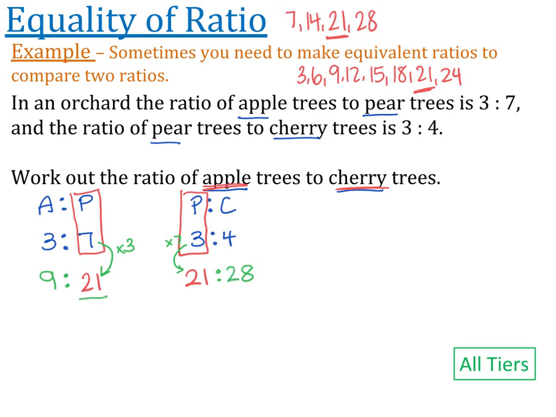And now I have two different ratios that both have the letter P, that both have the number 21. So now I'm able to compare the apples and the cherries. So the final question actually says, work out the ratio of apple trees to cherry trees. So the final thing that we're looking for is apple to cherry, and there are 9 apple trees and 28 cherry trees. Okay, so what we're always going to look to do, as in the first red rectangle that I made, is look for a letter that's the same in both the ratios and make the number the same as well.